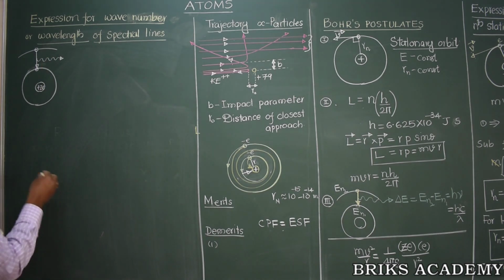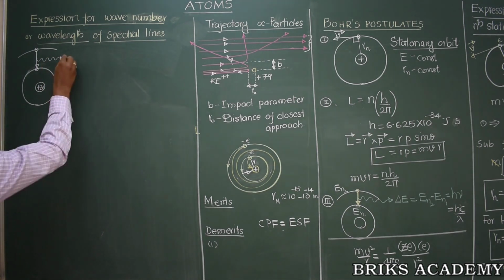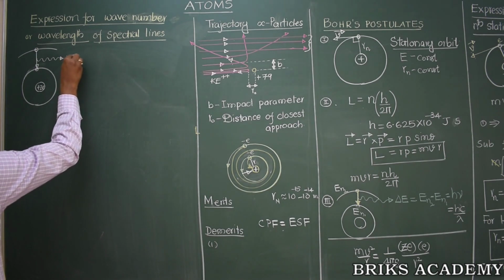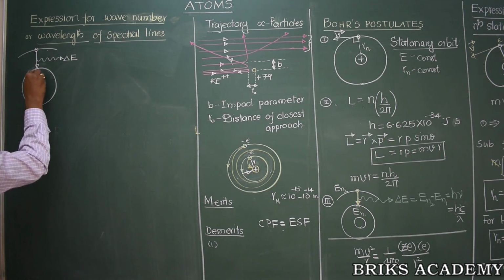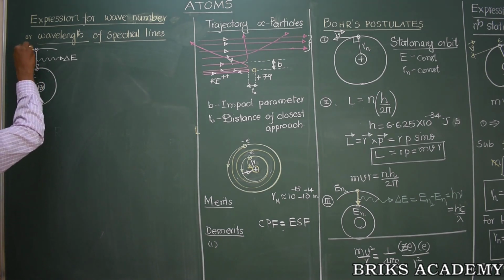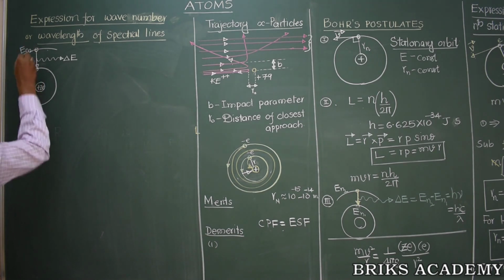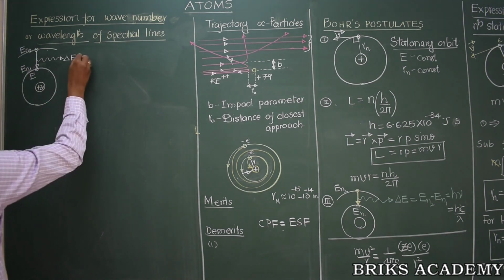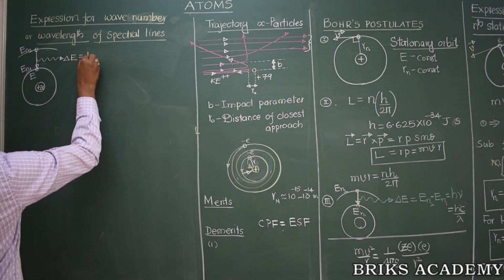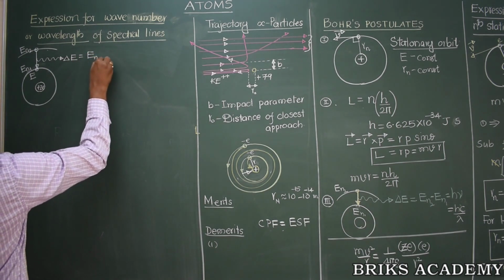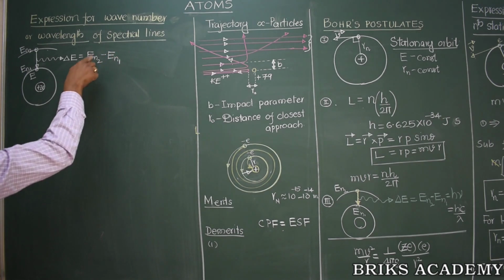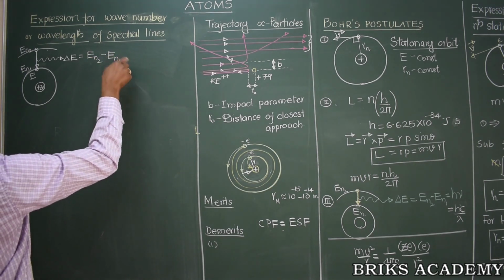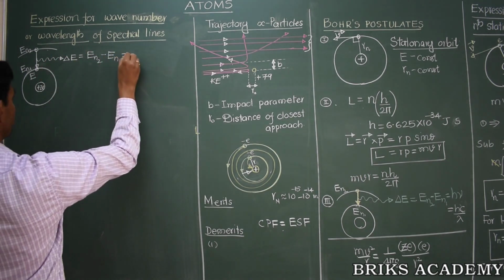How much energy will be lost in the form of electromagnetic wave? The energy lost is the energy difference between the orbits. That is, if the electron in the higher energy orbit has En2 energy and in the lower orbit En1 amount of energy, the energy difference is liberated. That is, En2 minus En1, energy of the higher orbit minus energy of the lower orbit, is liberated as a photon, as an electromagnetic wave.